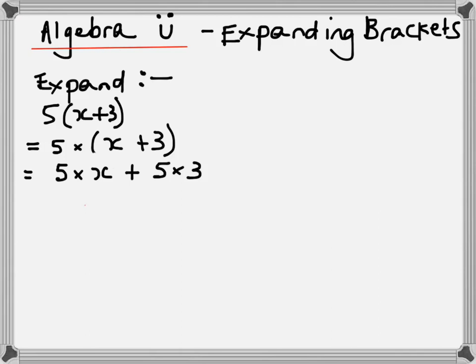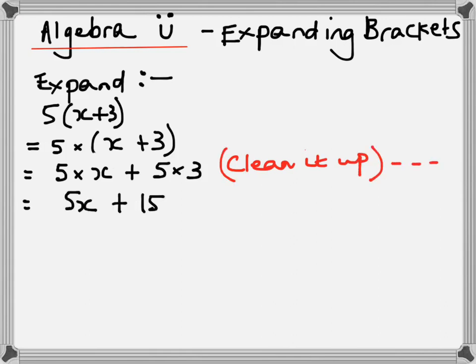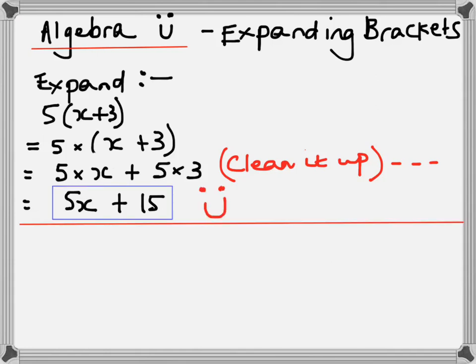Now we've finished that off and we've got rid of the brackets and we're all out of danger. We'll basically just dispense with the multiply signs, cleaning it up, and what do we get? 5x plus 15. That's pretty marvellous. So let's do another one. Well, we're on a roll here.